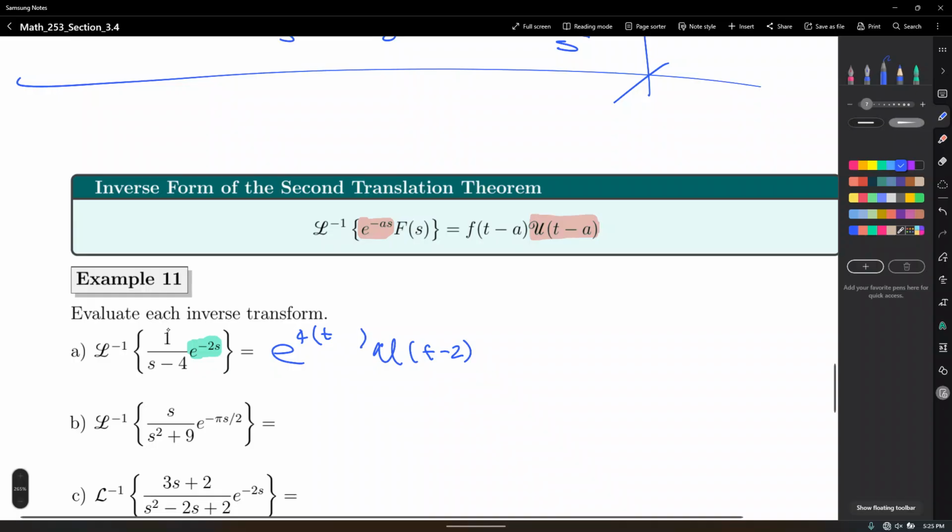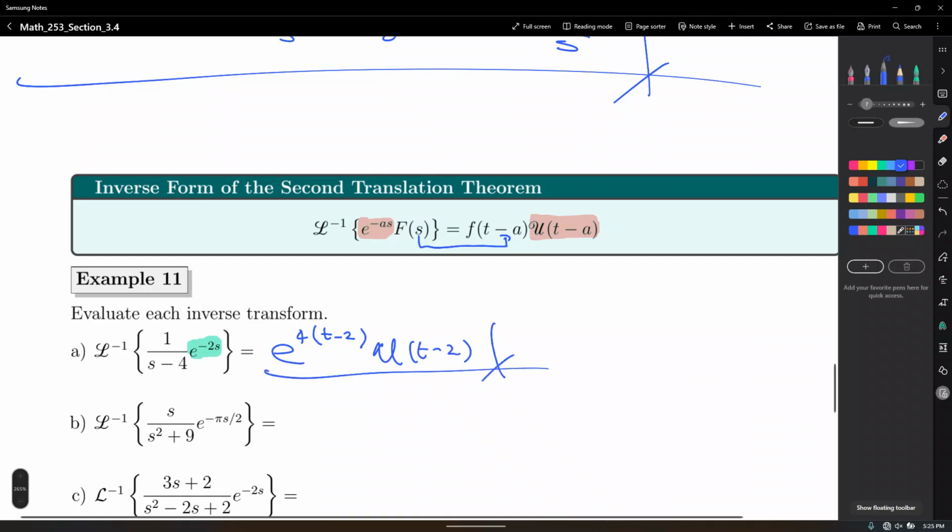Yes, it was fairly easy to find the inverse transform of 1 over s minus 4. That's the exponential. What does the theorem tell us? Whatever function of s we find the inverse of, we come up with a function of t, but do the same translation. So in this case, t minus 2. And that is the inverse transform.